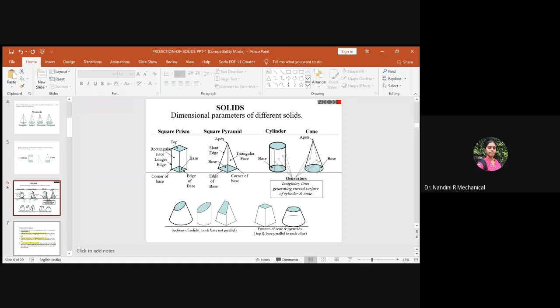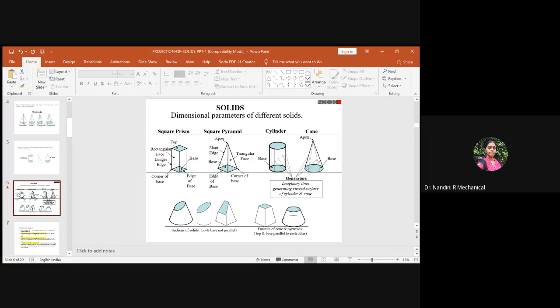Then you should know about different parameters related to a solid, because they keep on telling the corner, the edge, the slant edge, the generator of a solid. Then you get confused. What do you mean by it exactly? So you should know some dimensional parameters associated with different solids. We studied all these now. Square prism, I have taken only one example for the prism category, one example for pyramid, and under solid of revolution we have two categories. I have shown it.